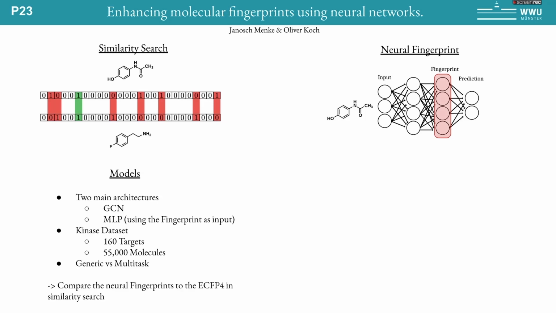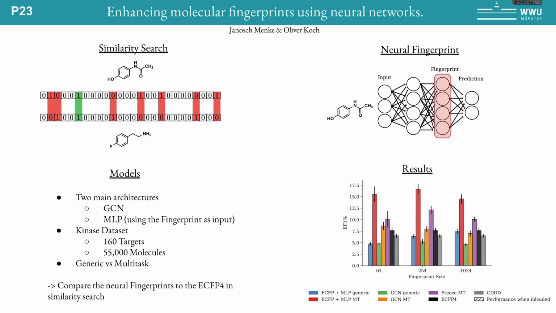To generate the neural fingerprints, we used two different architectures. One was a graph convolution network and the second was a multi-layer perceptron using a traditional fingerprint as input. The models were trained on a large kinase dataset, and each architecture was trained for two different prediction tasks. One was to predict a general kinase likeness, and the second was a multitask classification in which the correct kinase targets for each compound had to be identified.